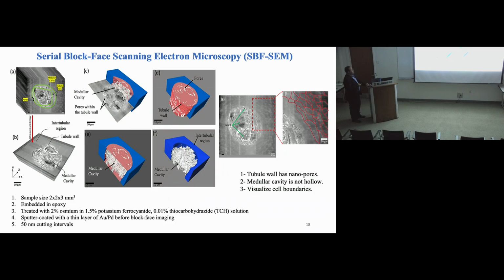So as you can see here, we cut a small sample, like 2 by 2 by 3, and then we embedded the sample in epoxy, and then we treated the sample with different kinds of chemicals. After that we sputtered the sample with sputter coating, just to remove the charge and to make a nice image in the scanning electron microscope. And we end up with this number of images.